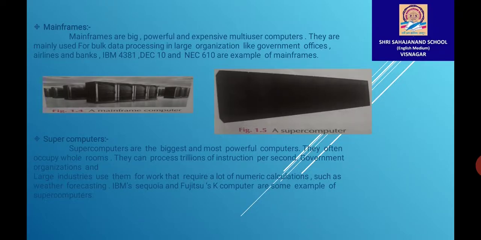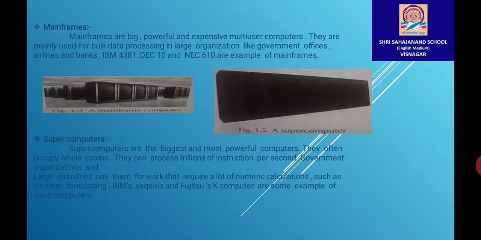Mainframe computers. Mainframes are big, powerful and expensive multi-user computers. They are mainly used for bulk data processing in large organizations like government offices, airlines and banks. IBM 4381, DEC 10 and NEC 610 are examples of mainframes.